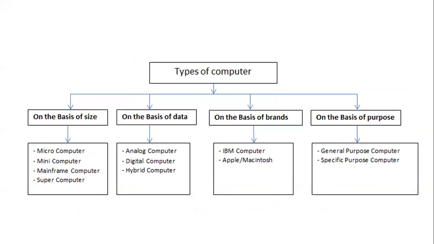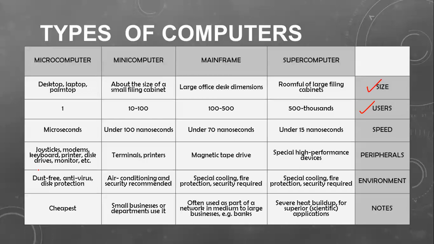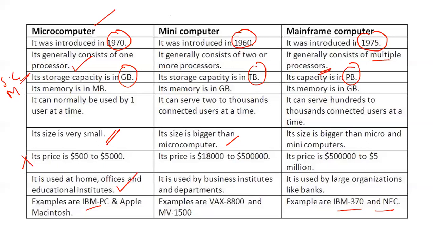As I said, we will be doing digital and purpose classification in the next session. Right now, my focus was on size: micro, mini, mainframe, and supercomputers. Next is the difference in size, users, speed, peripherals, environment, and nodes, including introduction and the storage as well as memory capacity. A very small topic so that you can focus well on this point and start your learning.